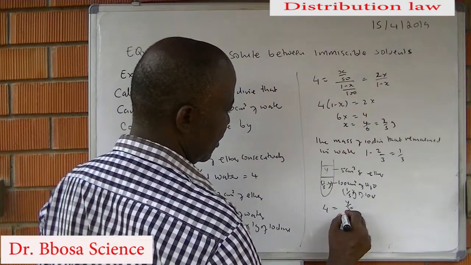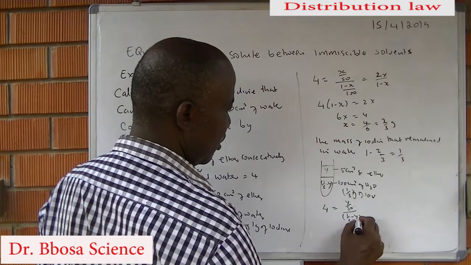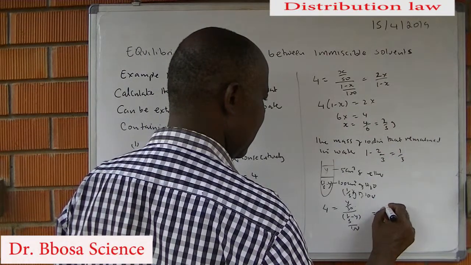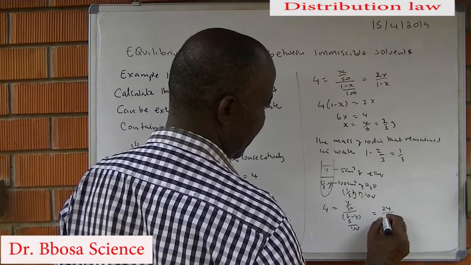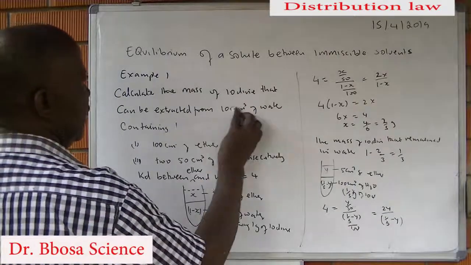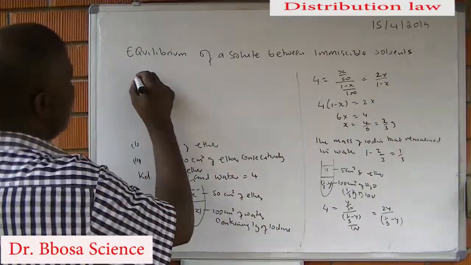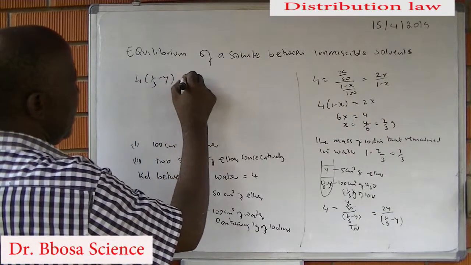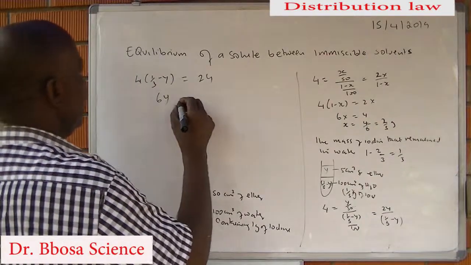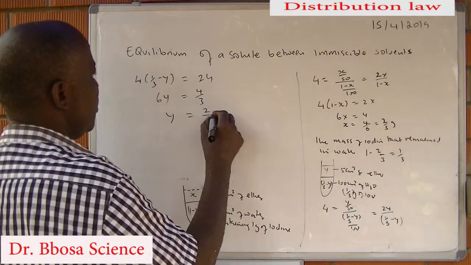y over 50 over a third minus y over 100, which will be equal to 2y over a third minus y. It implies that 4 into a third minus y will be equal to 2y. It implies that 6y is equal to 4 over 3, y is equal to 2 over 9.